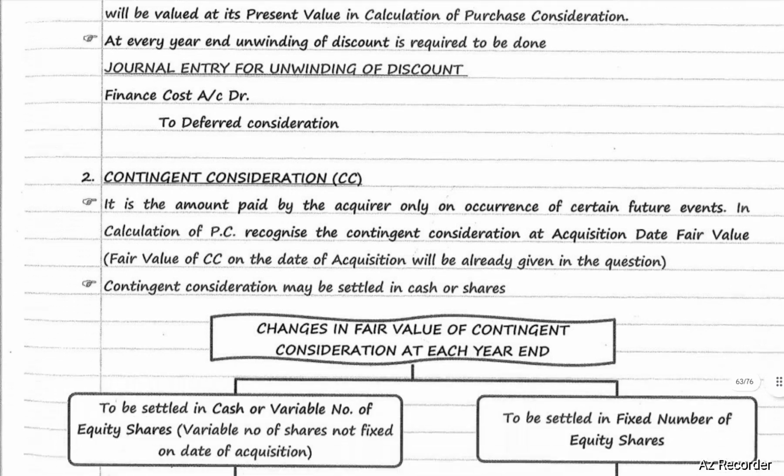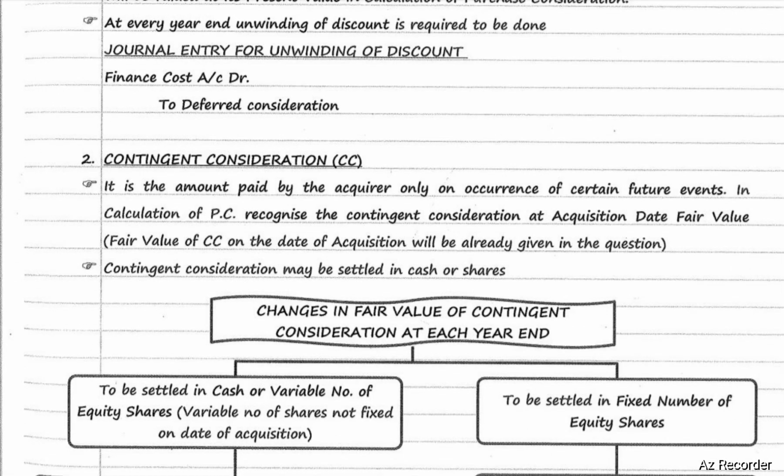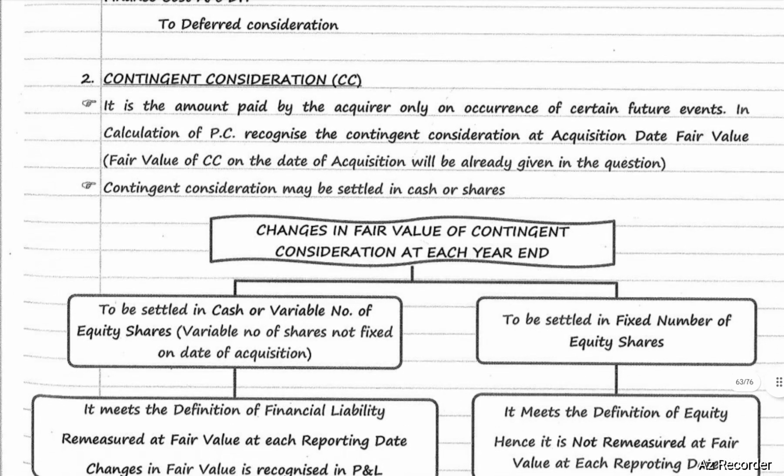Next, contingent consideration. What do you mean by contingent consideration? Contingent consideration is the amount paid by the acquirer only on occurrence of certain future events. In calculation of purchase consideration, recognize the contingent consideration at its fair value as on date of acquisition. Fair value of contingent consideration as on date of acquisition will be already given in the question.